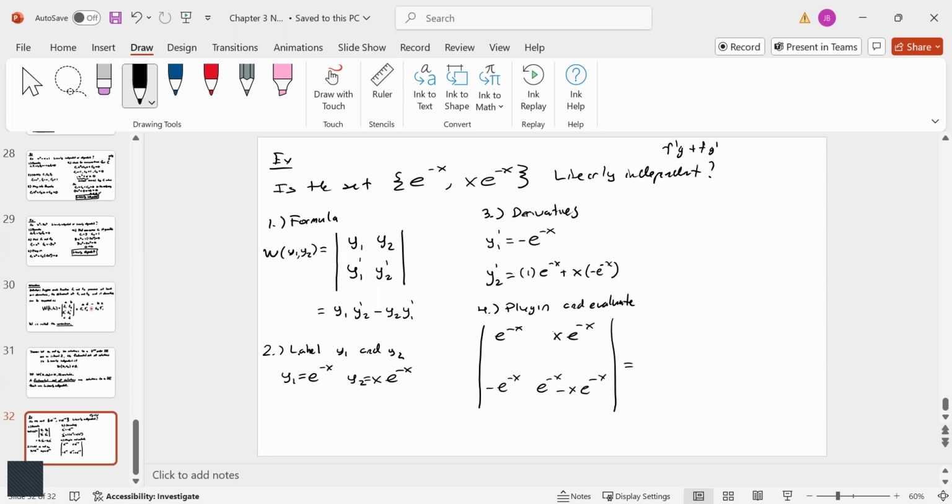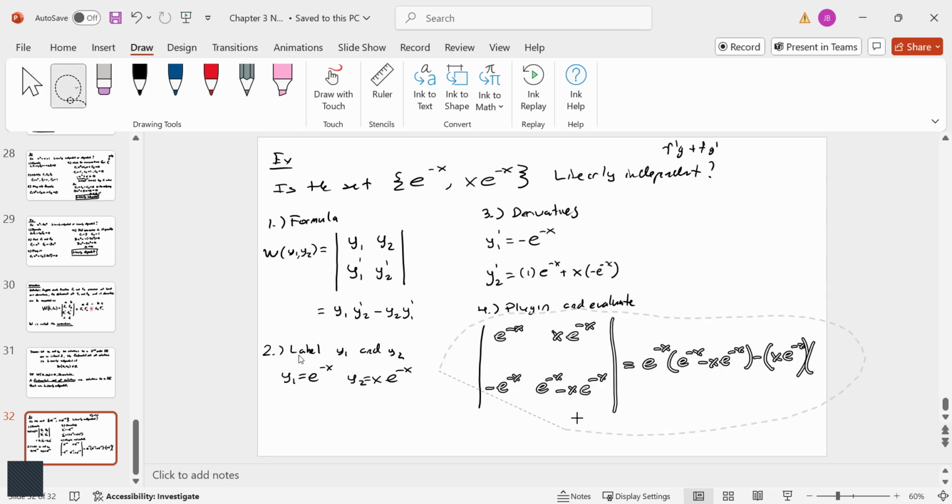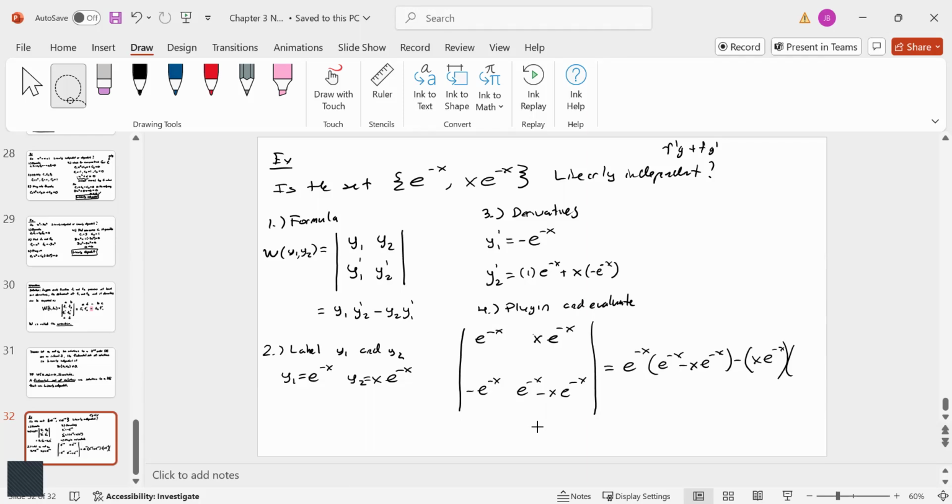Went to one step. And so what I end up getting is e to the negative x times e to the negative x minus x e to the negative x minus x e to the negative x times, I need a little bit more space, and I get negative e to the negative x. And then I just got to simplify.